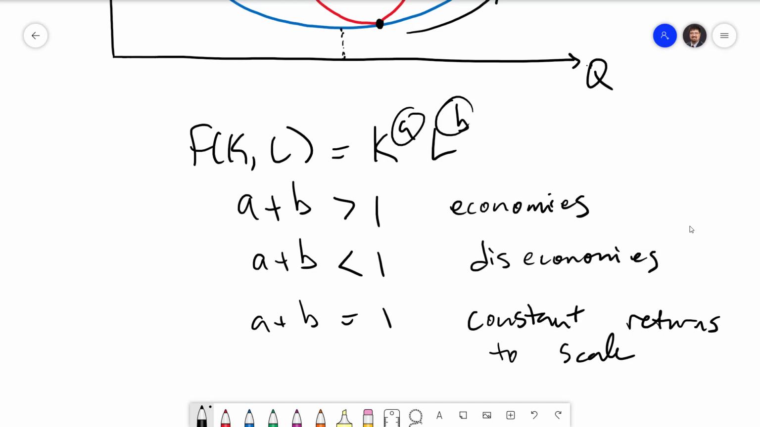What this means is that doubling the output is going to double the cost. That means that average total cost is going to stay the same, and that's going to correspond with a horizontal long-run average total cost curve. And that is it for the production process and cost.